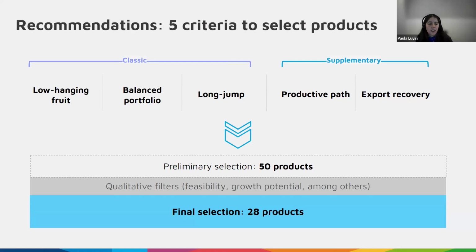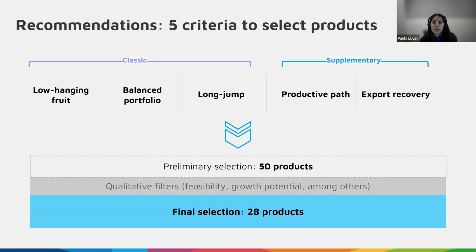Basically, we had the diagnosis, we had the products, and we needed to know now where the city and the province should invest their efforts, in which areas, in which products and goods. So we made 5 criteria to select products. Three of them you probably know because they are classic in the literature: low-hanging fruit, balanced portfolio, and the long jump. They are mostly used in all the papers that come out from economic complexity, and are a weight of the product complexity indexes, the outlook gains, and the distance. Those measures are calculated, as I told you, using these revealed comparative advantages.